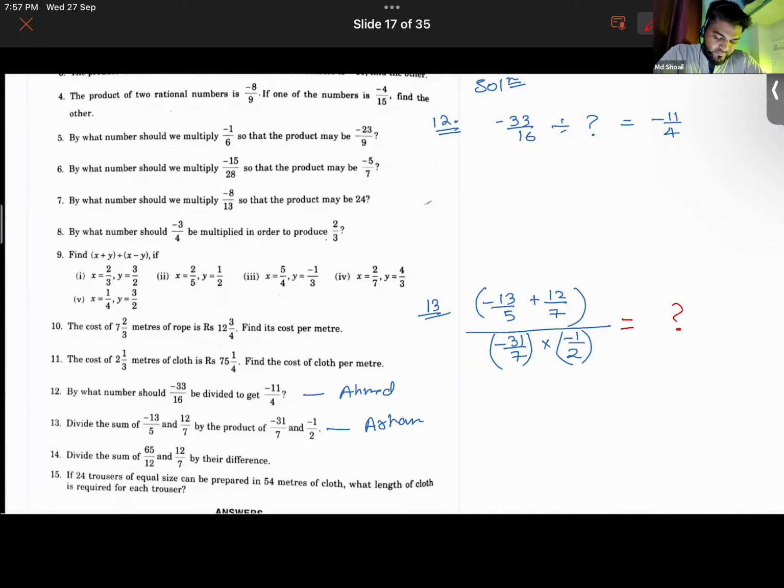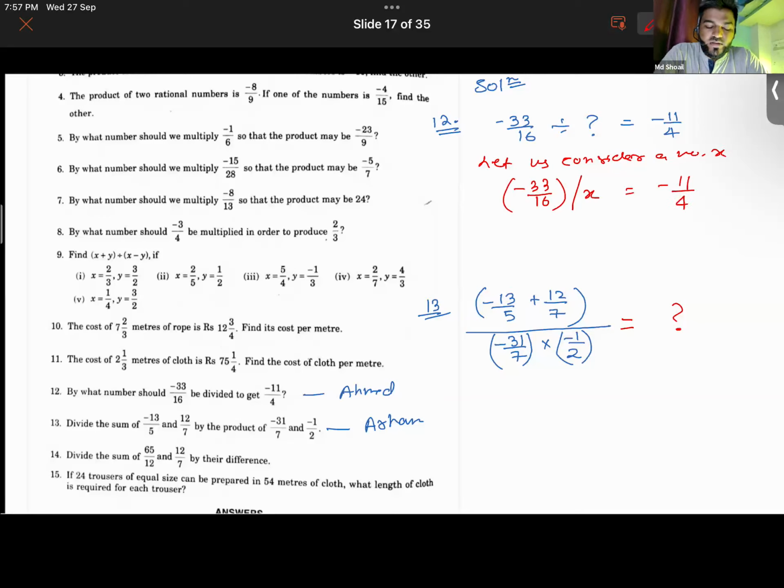Okay, you simplified it, Arham. Yes, sir. Question number 12? 4 upon 3. Okay, let's check that. So let's suppose we assume the number as x. Let us consider a number x with which minus 33 upon 16 will be divided, and supposedly we will be getting minus 11 upon 4. Let's check that.